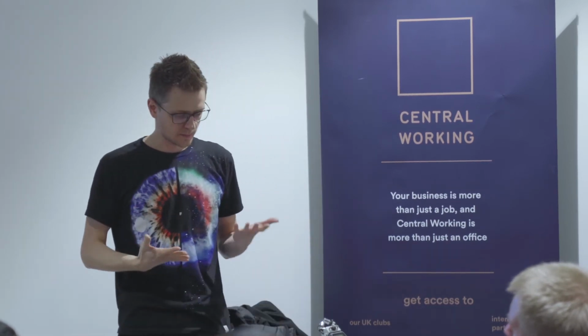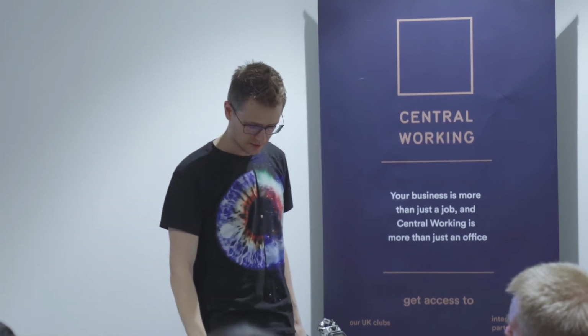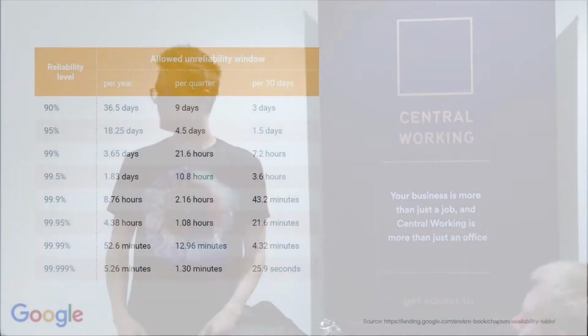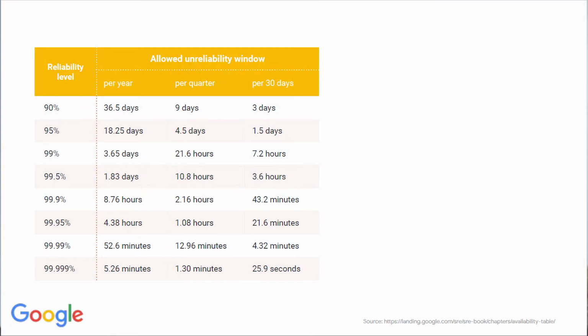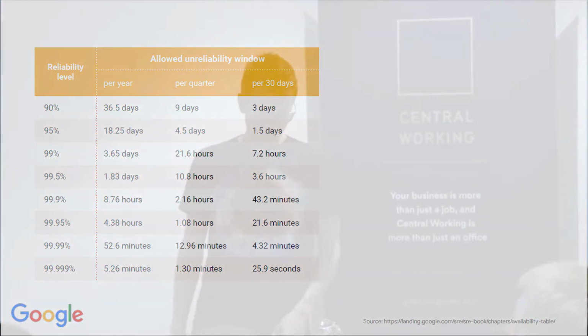And the way we measure is specific to a system, but what's important is that you should have a definition of what reliability means for your system. However you measure it, you need to set a target, right? You need to decide how reliable you want to be.